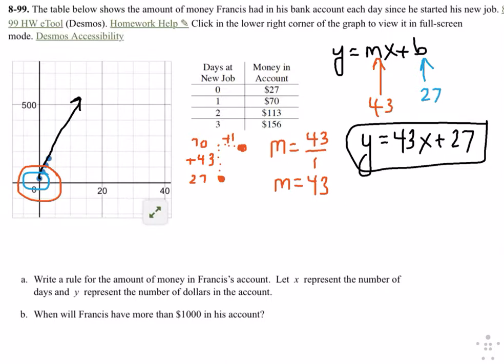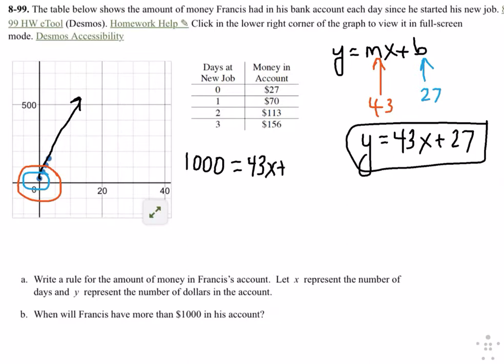And then it says, when will Francis have more than 1,000? So let's find out when he will have 1,000 in his account. Let me make some space. Let me erase this because I could do it right here. So I'll get rid of my little slope triangle. We want to know when y is going to be larger than 1,000. So let's see when it equals 1,000. 1,000 equals 43x plus 27.